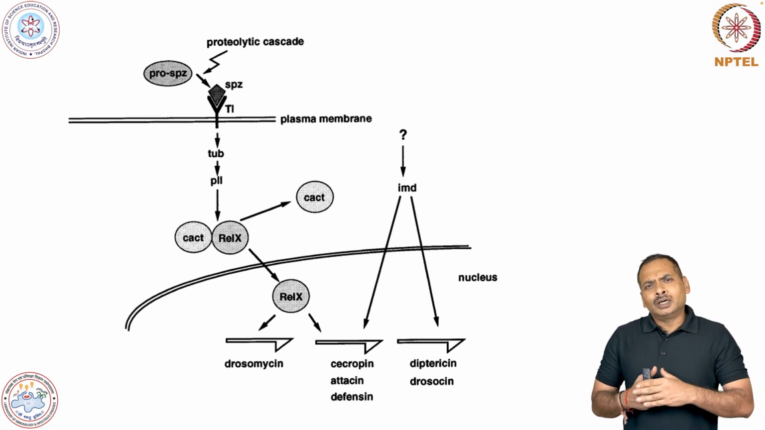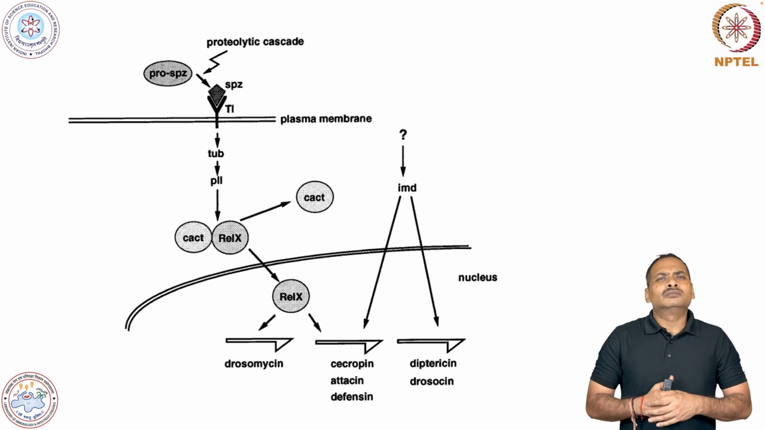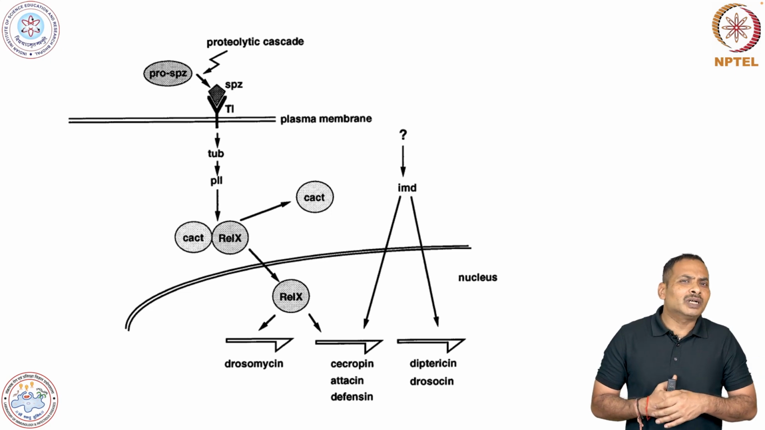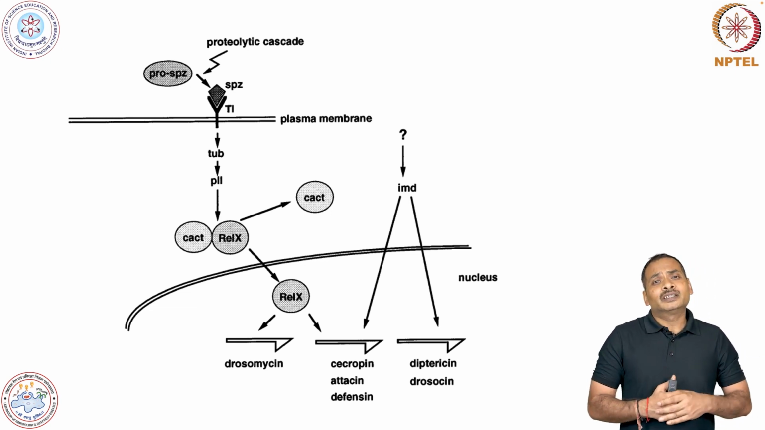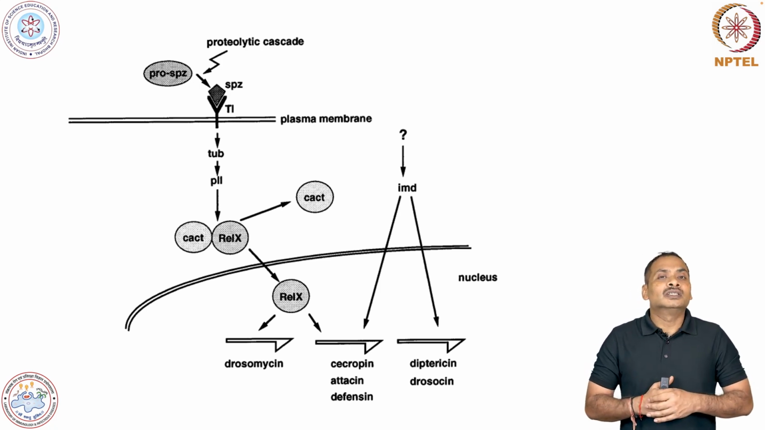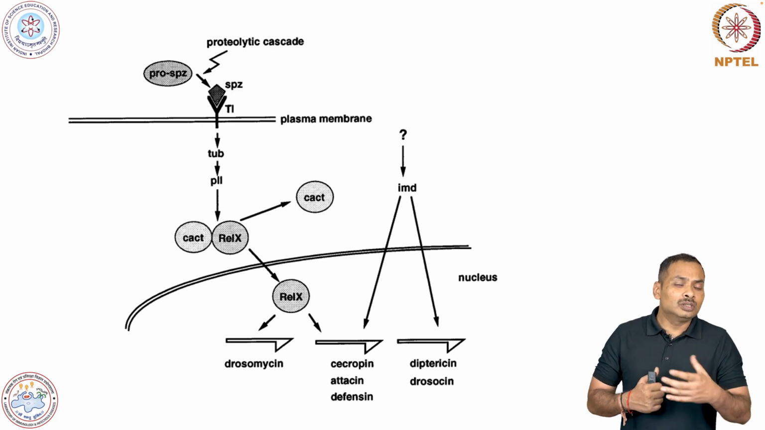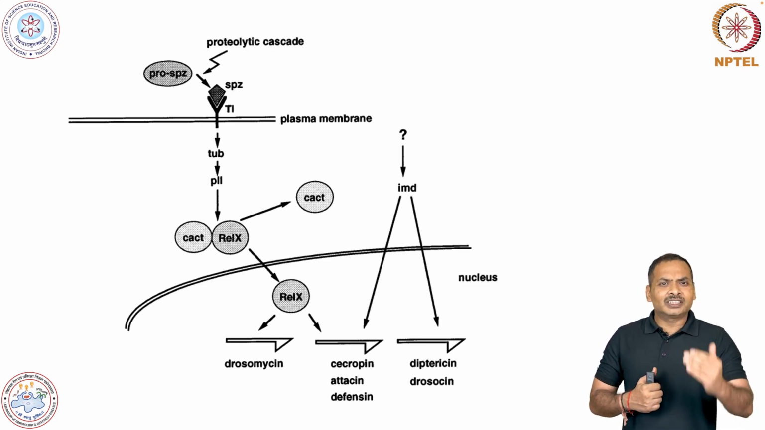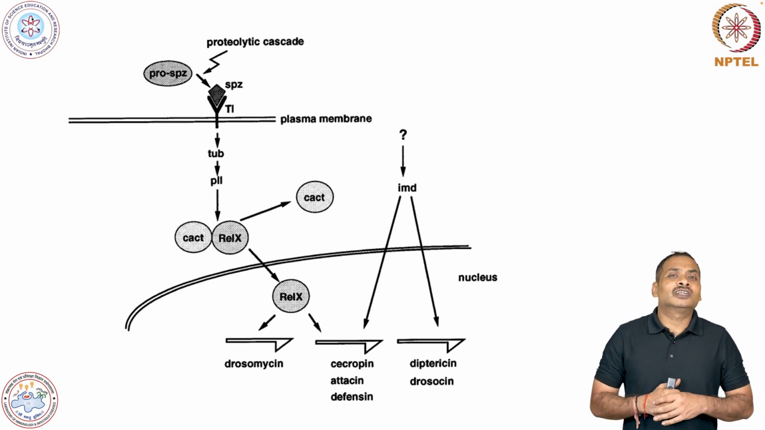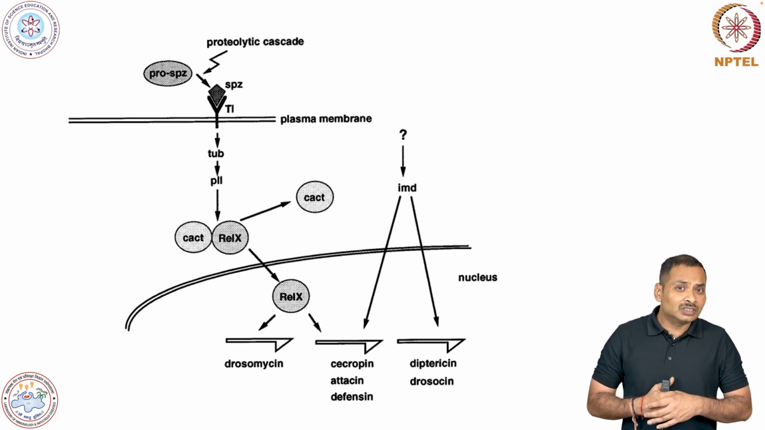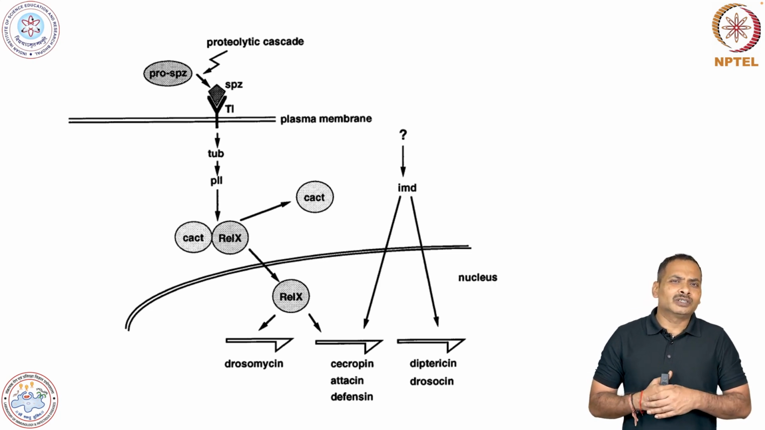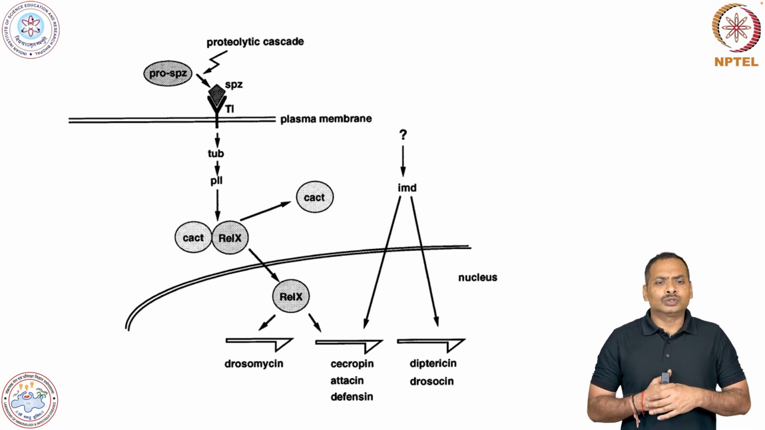Upon infection with bacteria and fungi, the protein Spätzle is cleaved by a cascade of proteolytic activity, and this cleaved protein binds with the Toll protein, and then there is a cascade of signaling, and that results in the activation of the transcription factor Dif or Dorsal, and that results in the expression of the antimicrobial peptide known as drosomycin.